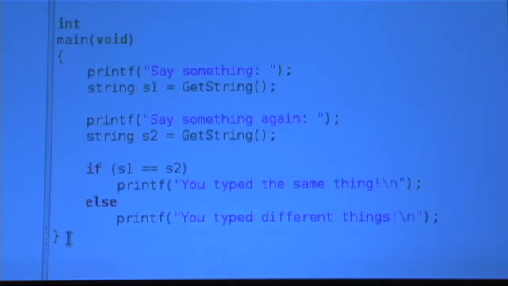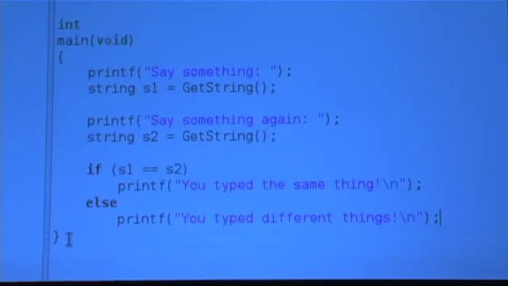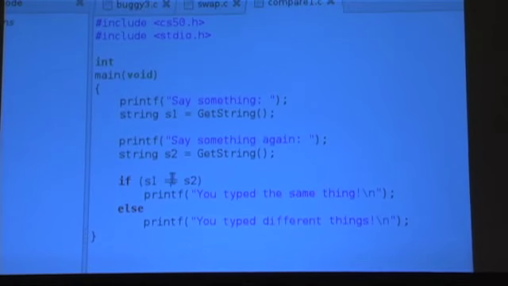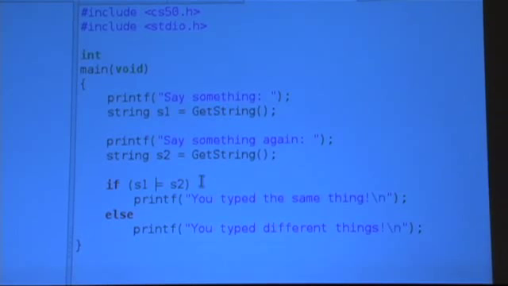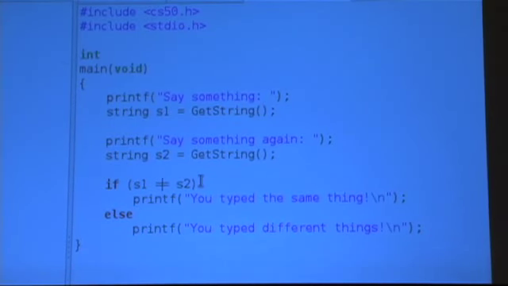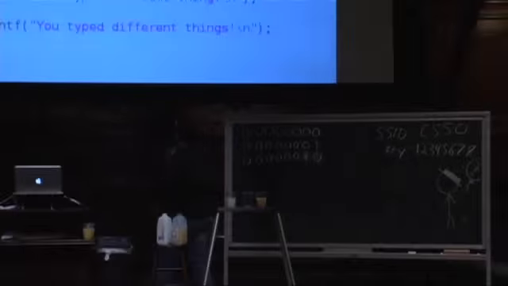So we get a string s1, get a string s2. We then compare it. And I didn't make this mistake, right? This could be the first possible mistake. Very commonly happens. But I am using equals equals. And that says compare these things. Don't assign one to the other. So you print that you typed the same thing or different things.